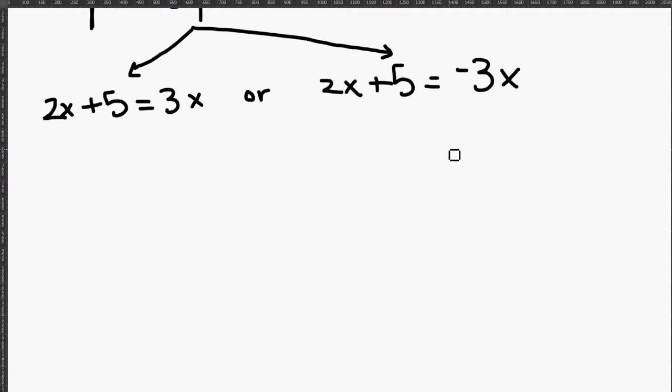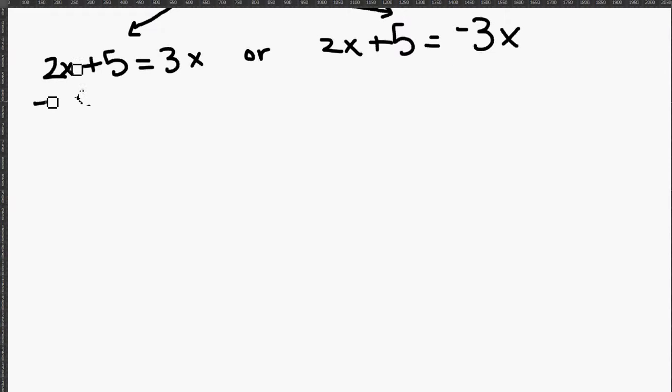And then you're going to do the same thing you always do, which is you're going to combine like terms. The first thing I do to combine like terms is I'm going to subtract the 2x from this side to cancel it out. Subtract the 2x from this side. And now I get 5 is equal to x. And there you have it, the solution to that one, x equals 5.